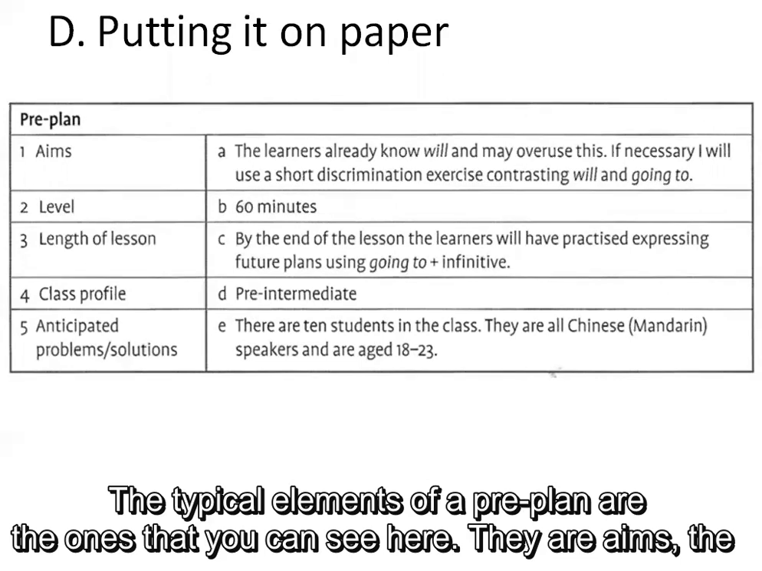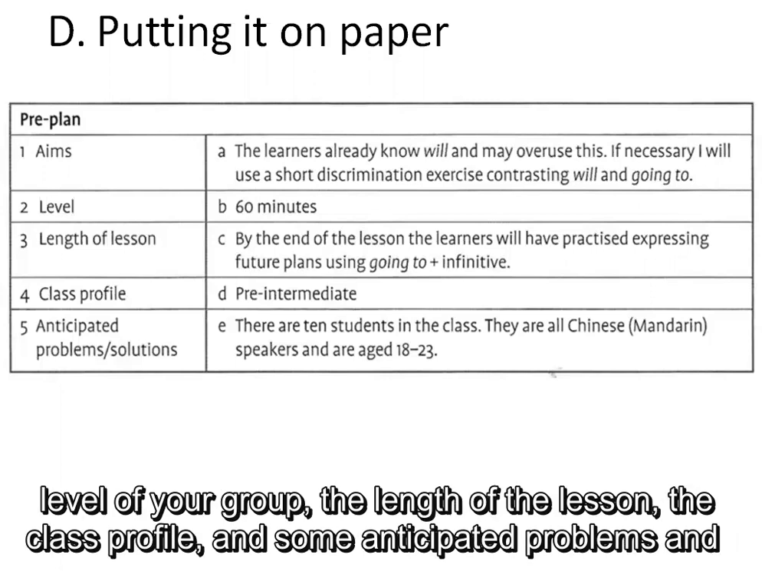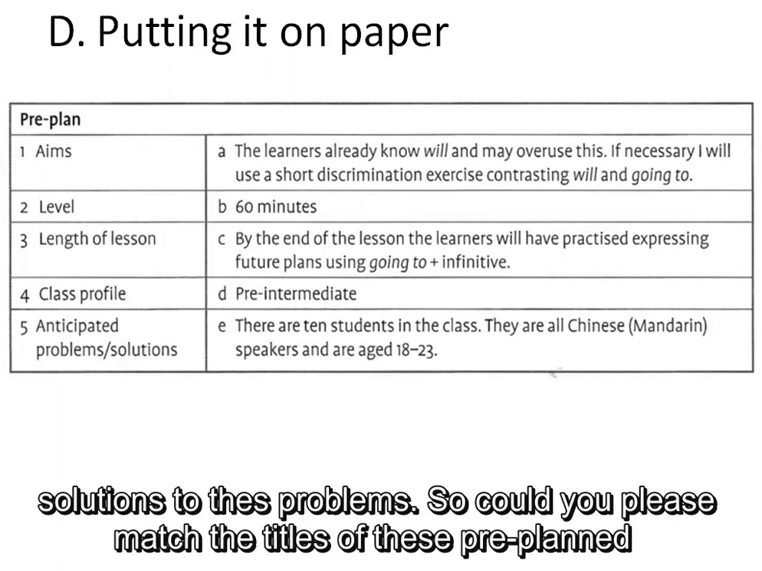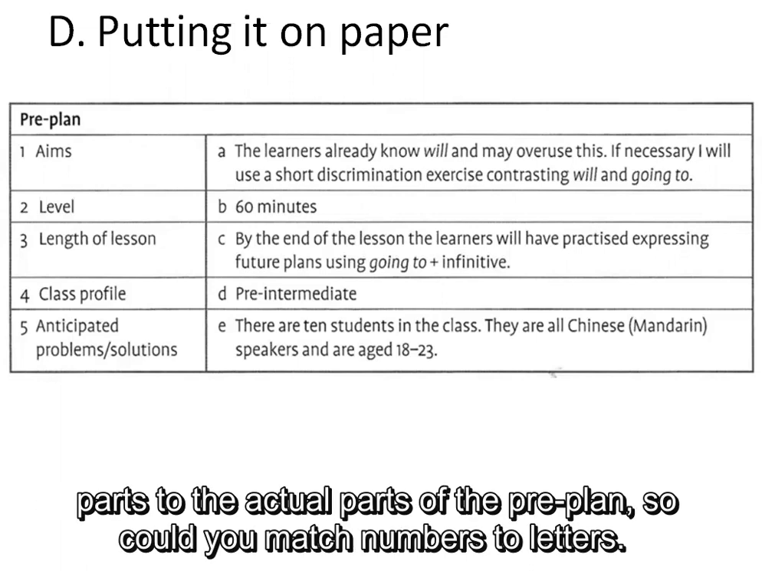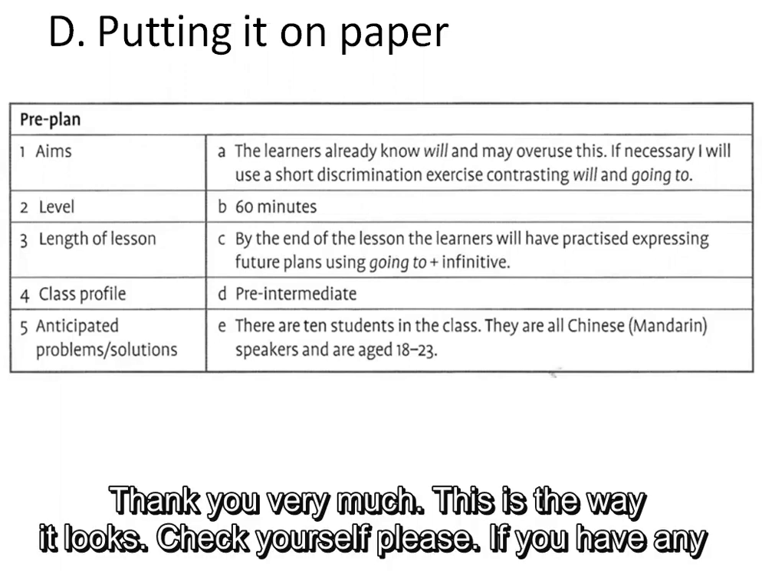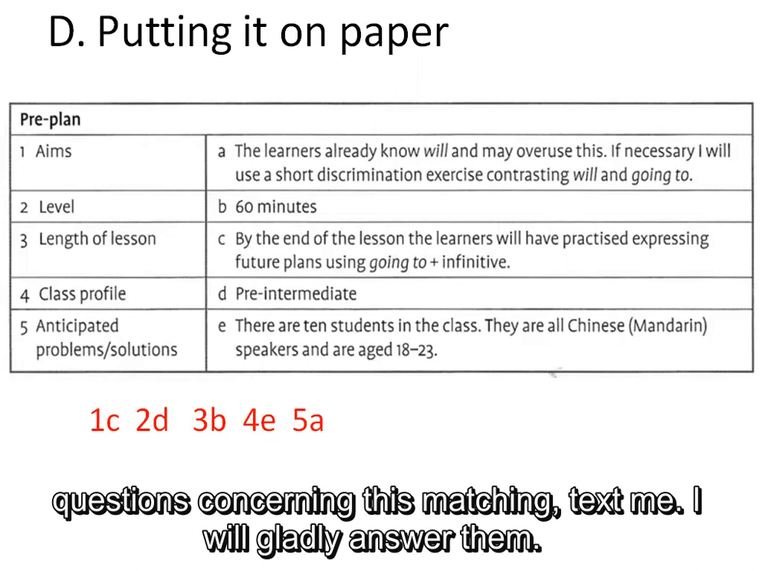And the typical elements of a pre-plan are the ones that you can see here. So there are aims, the level of your group, the length of the lesson, the class profile, and some anticipated problems and solutions to this problem. So could you please match the titles of these pre-plan parts to the actual parts of the pre-plan? So could you, simply speaking, match numbers to letters? Thank you very much. So this is the way it looks. Check yourself, please. If you have any questions concerning this matching, text me. I will gladly answer them.